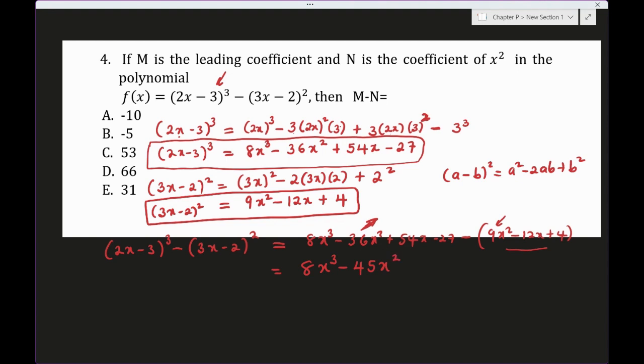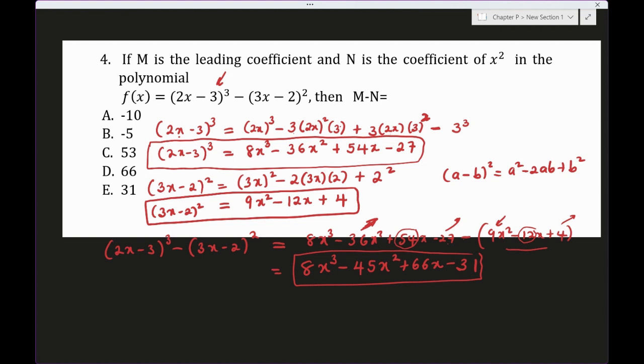And what do we have here? Here we have 54. The coefficient of x is 54. Here the coefficient is 12 with a minus, but there is a minus here. So this is 54 minus minus 12, which will give us 66x. And now we have minus 27, and also the constant term here is 4. So you have minus 27 minus 4. So this will give us minus 31. So this is our expression for this polynomial.